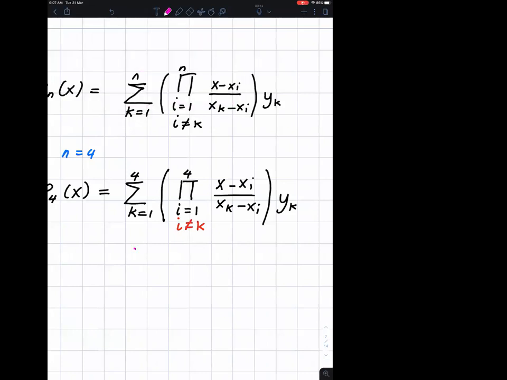you fix k, okay, you fix k, and then run i from 1 to 4. Fix k and run i from 1 to 4. How many k values are there? 1, 2, 3, 4. So you have to do this 4 times. So you have to fix the k values 4 times, and each time you have to run the i from 1 to 4.